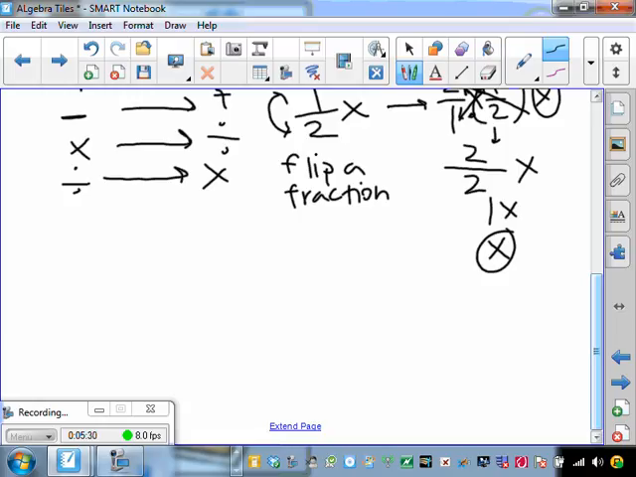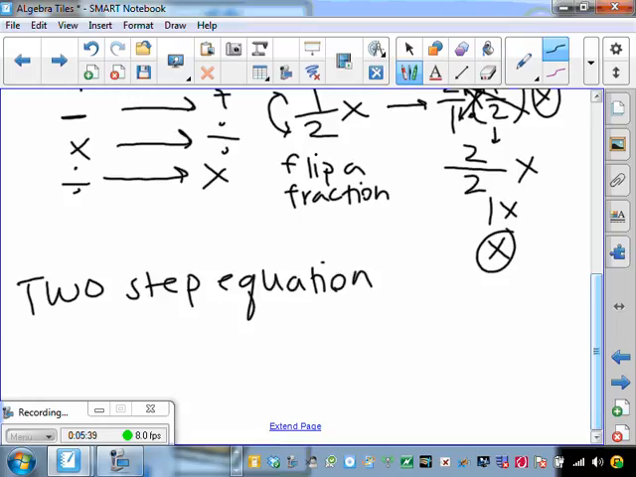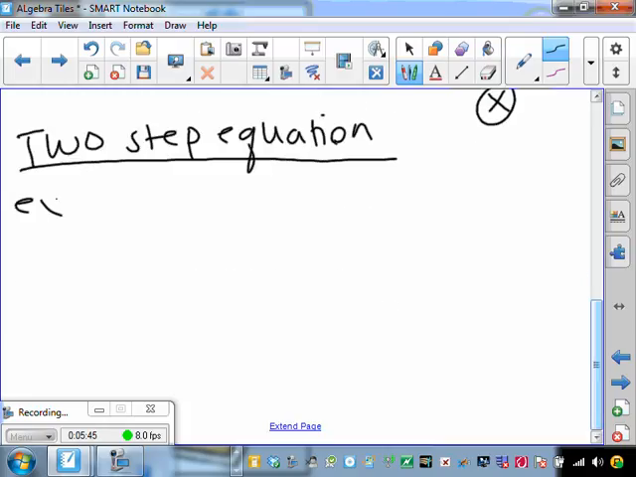So I'm going to look at a two-step equation, which means you have to do two math operations to get to the answer. I'm just going to do some examples.